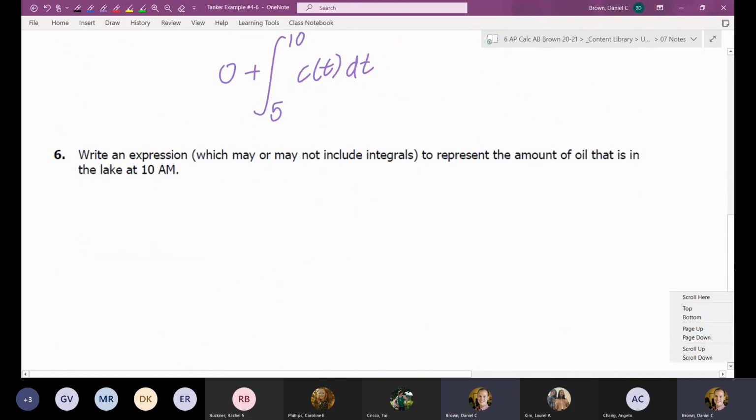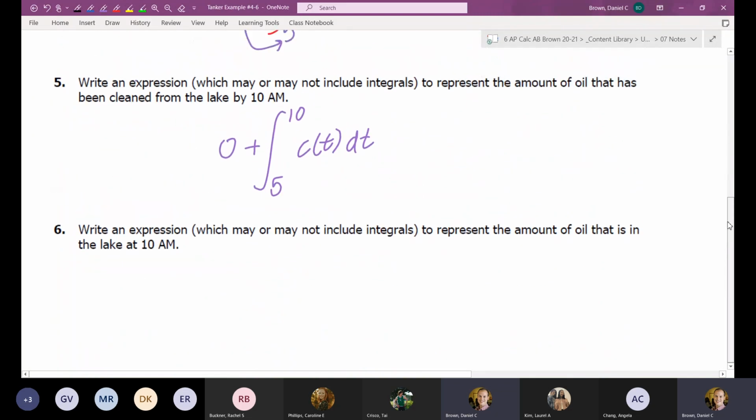For 6, I'm just going to combine my answers for 4 and 5. We want to write an expression, which may or may not include integrals, to represent the amount of oil that's in the lake at 10. So if I want the total amount of oil in the lake, we know there are 4,000 gallons at some point. When was there 4,000? That was when t was equal to 5. And then up until 10, that would give you the amount of oil that has leaked into the lake.